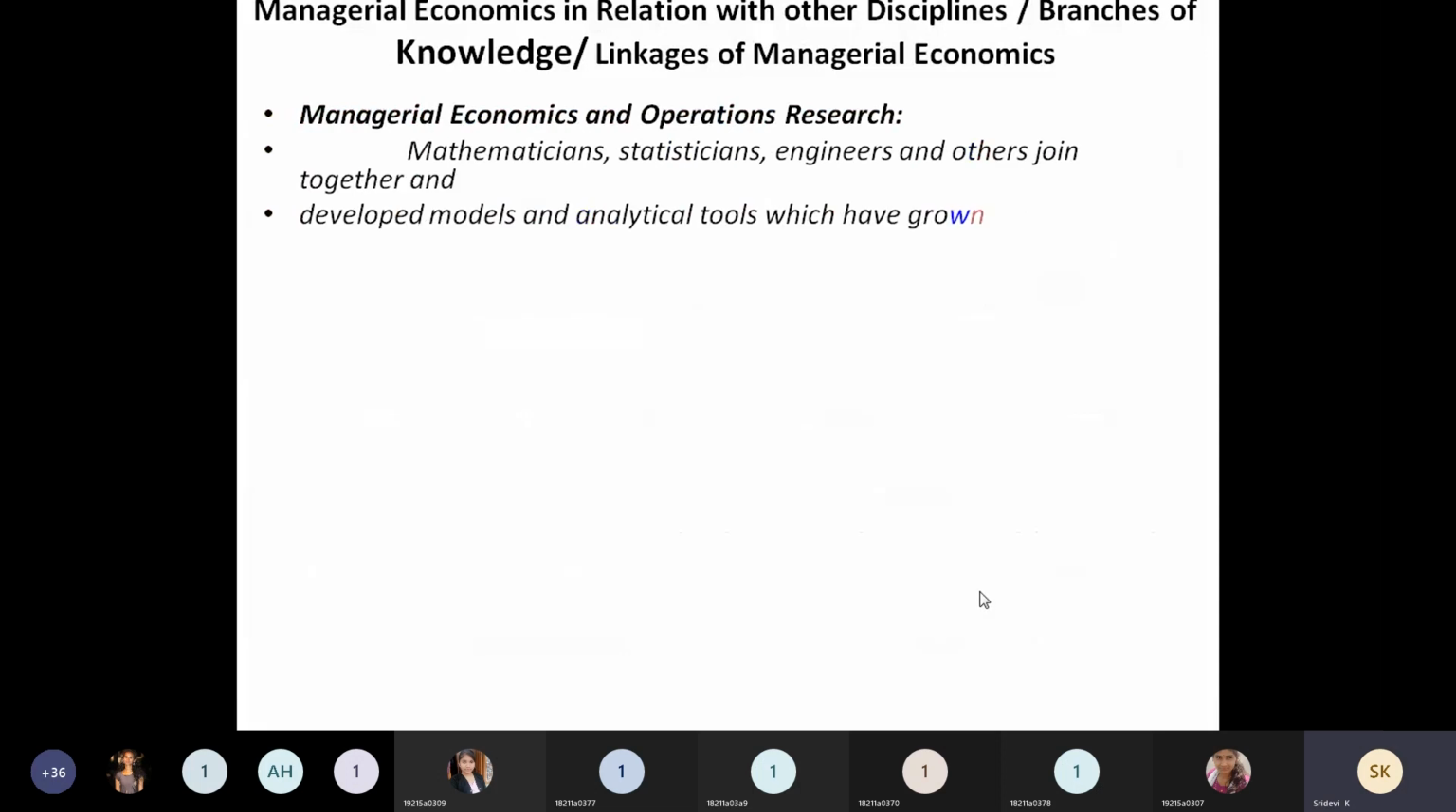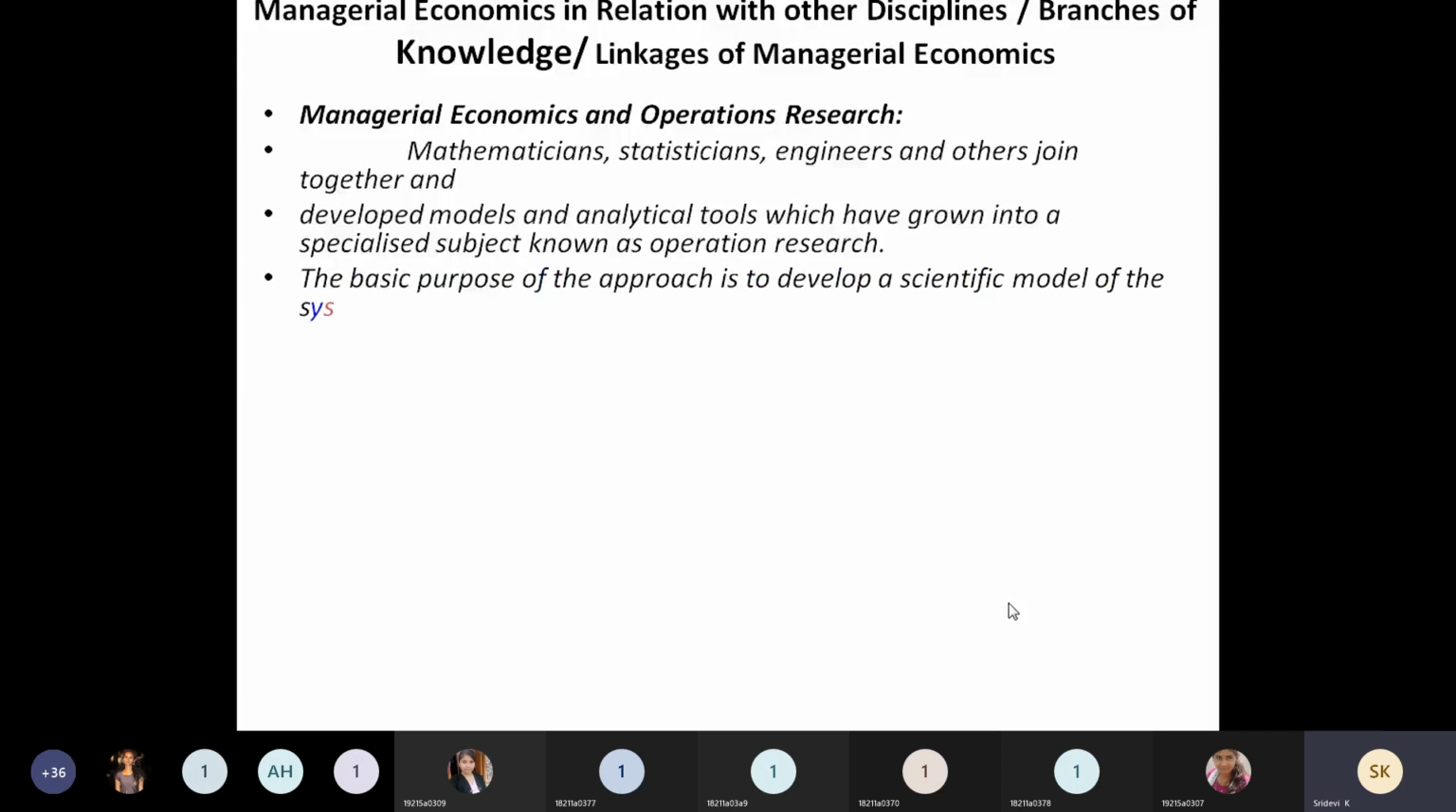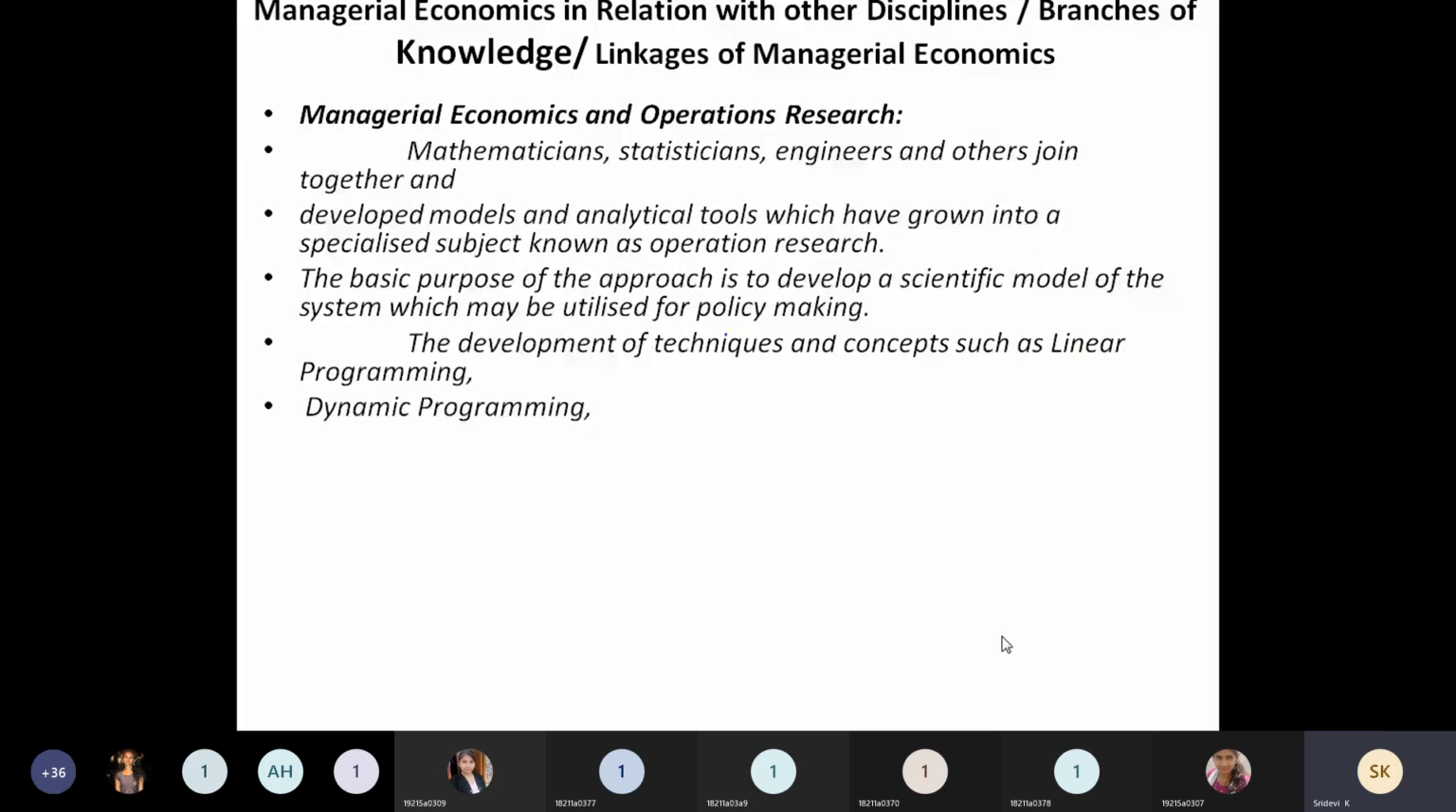Operations research is one of the most important subjects that you are going to link up with your managerial economics. This is another subject where mathematicians, statisticians, etc. have created certain analytical tools. Those tools come under this specialized subject known as operations research. So what are those scientific models and techniques that we are going to apply here?